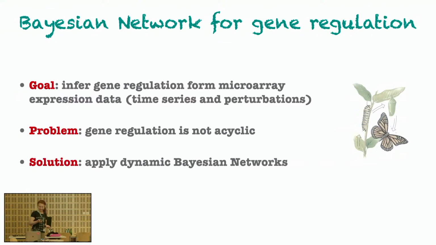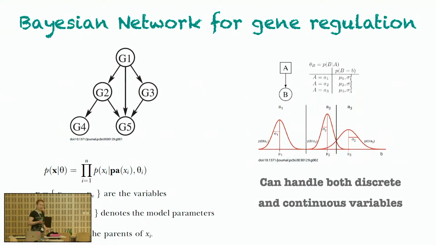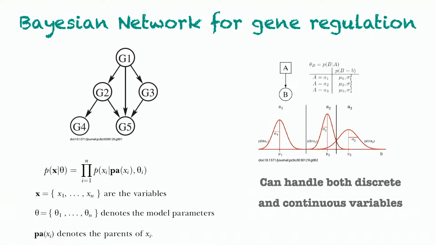And this is why it's very crucial to model the regulation of gene expression. Gene regulation is not acyclic. You even have a cell cycle. So this is why we will apply dynamic Bayesian networks. And in the case of gene regulation, the vertices, the random variables here, are the activity of genes, and an arrow means that the activity of this gene somehow depends on the activity of another gene.